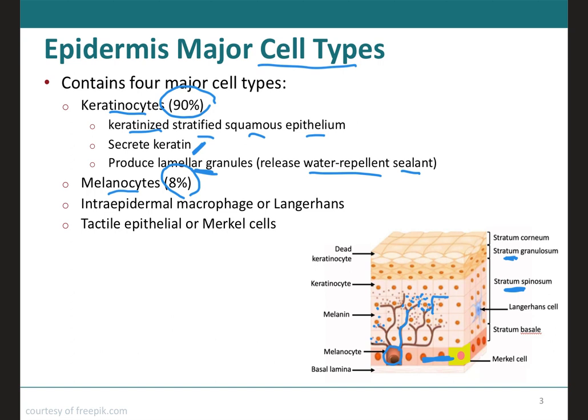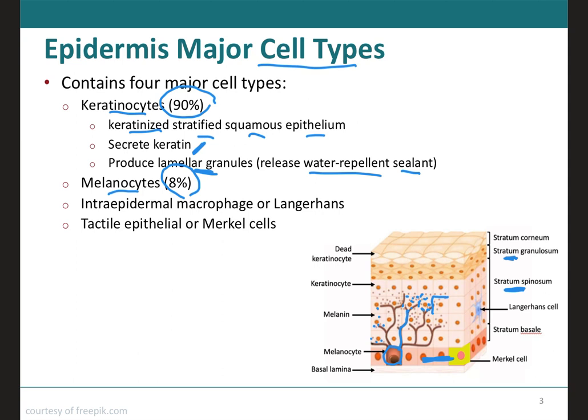Although their melanin granules effectively protect keratinocytes, melanocytes themselves are going to be particularly susceptible to the damage by UV light. That's why there is a high incidence of melanoma in individuals that get exposed a lot to the sun.